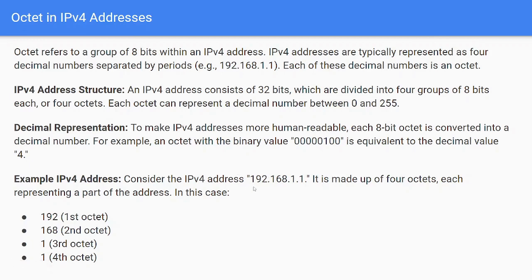So we're going to still use this one. If you look at this one, we have 192.168.1.1. So 192 is the first octet, 168 is the second octet, 1 is the third octet, and the last one is the fourth octet.